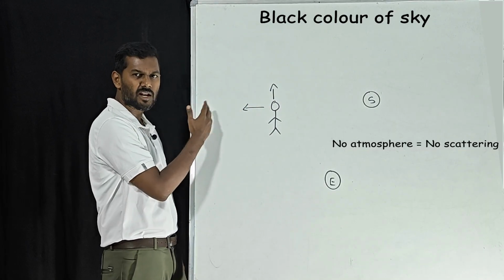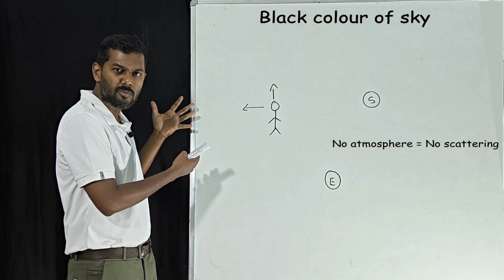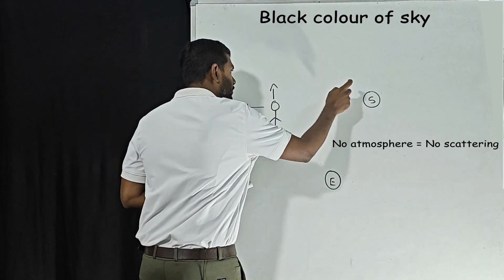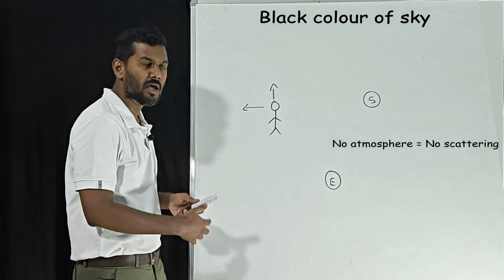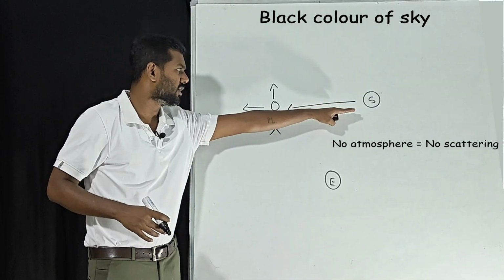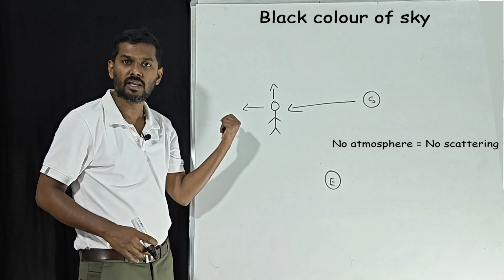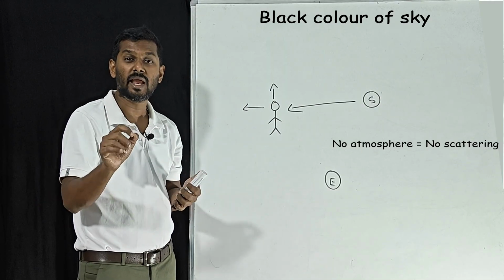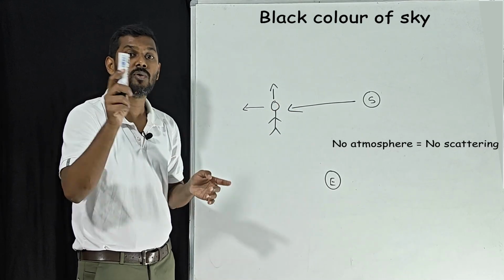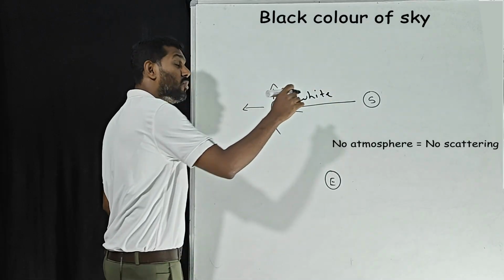Whenever she sees left side or any other side, again there are no air molecules and dust particles, that is nothing but no scattering. But light can enter from the sun to her directly, correct? Light is entering from the sun to the astronaut directly, because we know light rays can move easily in vacuum, and whenever they are moving they will not be scattered. So what is the color she is going to see now? White light. White light, there is no scattering.